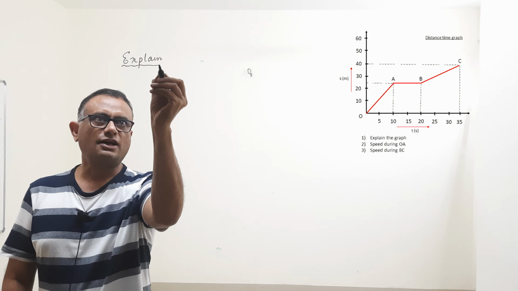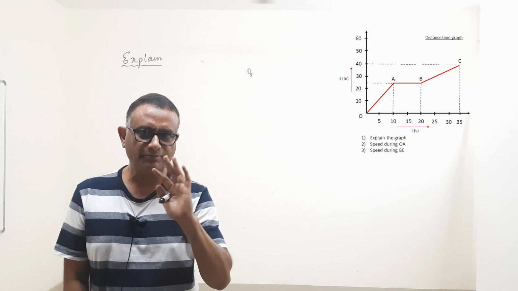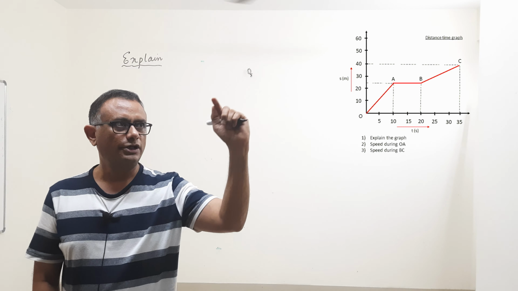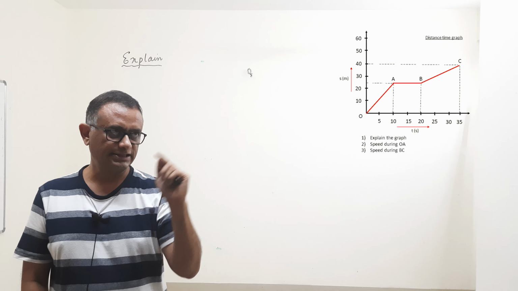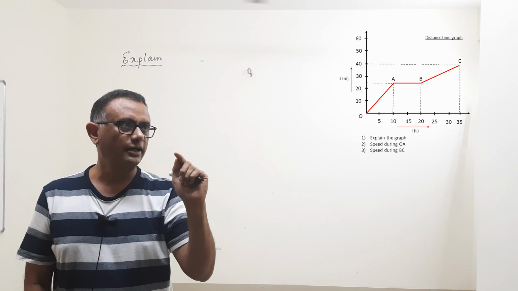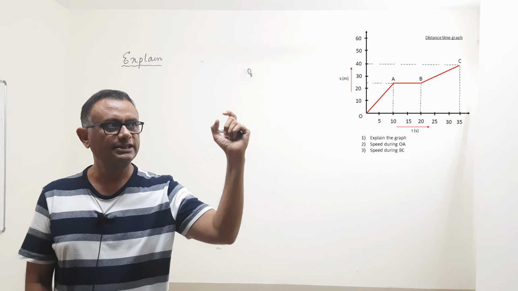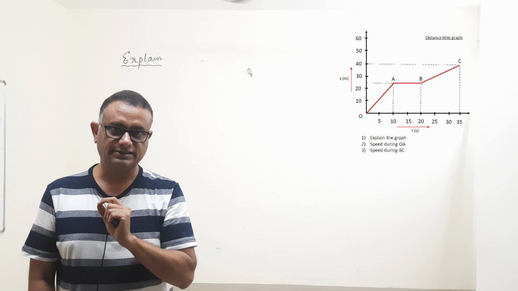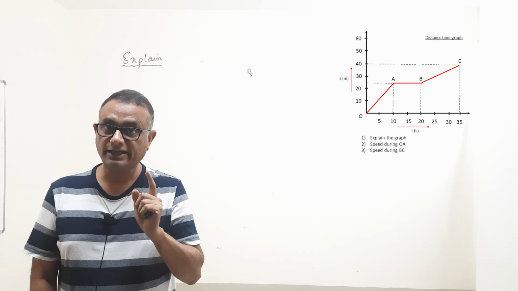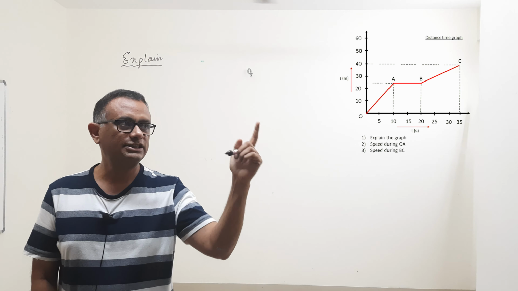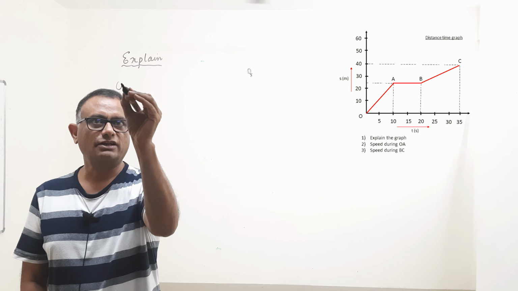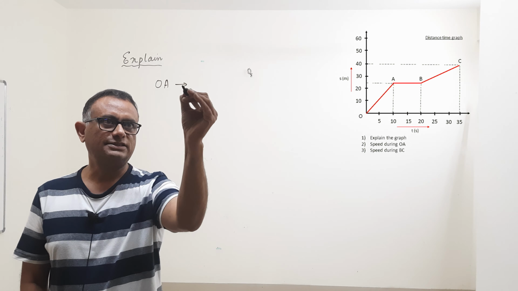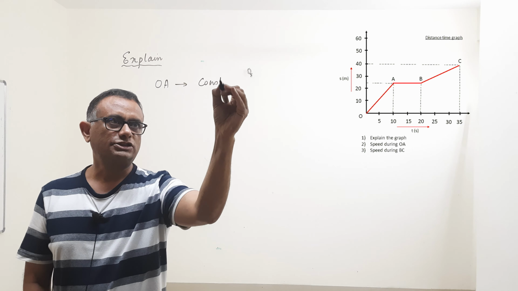So what do you see in the graph? You can distinctly break the graph into three sections. This section OA, which is making an inclined line with respect to the x-axis. The section AB, where you have a horizontal line, and then the section BC, once again you have an inclined line with respect to the x-axis. And what did we learn about inclined line, right? Inclined line in the distance time graph means the body is traveling with constant velocity, right? So you say OA is a region of constant speed.